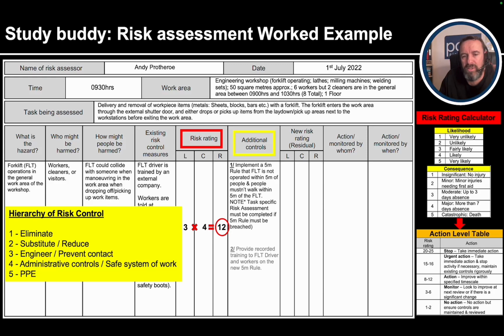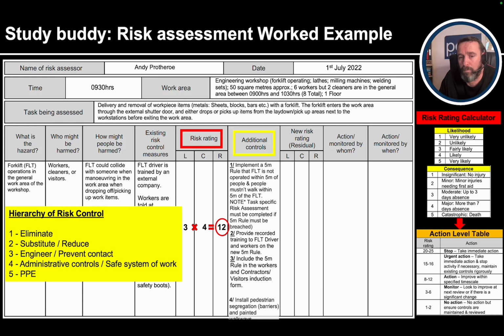And then the second one, provide a recorded training to the forklift driver and the workers on the new 5 metre rule. So we're bringing in a new sort of safe system, aren't we? And we're going to ensure that we're putting that training in place as well. Number 3, include that 5 metre rule in the workers and the contractors' visitors induction form. 4, install pedestrian segregation and barriers and also painted walkways.